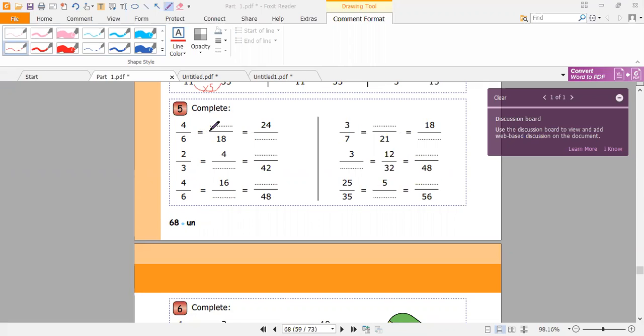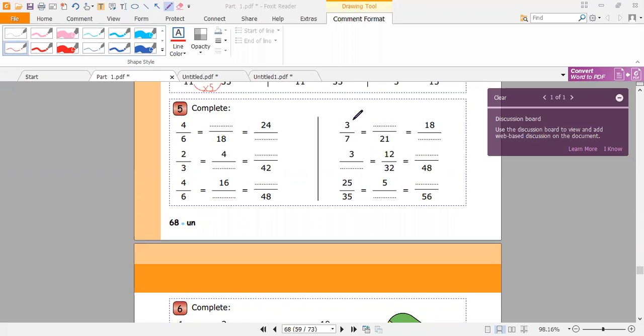Here we have equivalent fractions, but we have a missing numerator or denominator. How can I find it? As I told you, we have to compare the numerator with the second numerator.